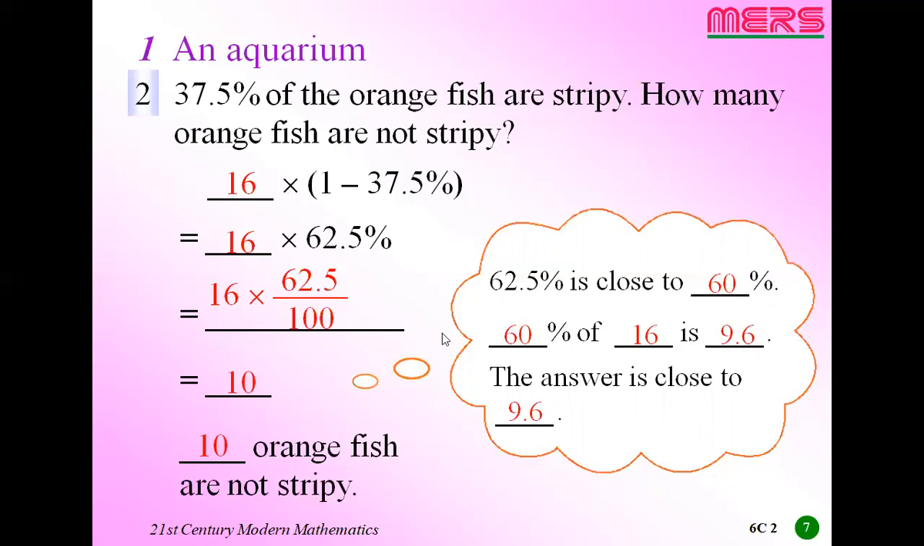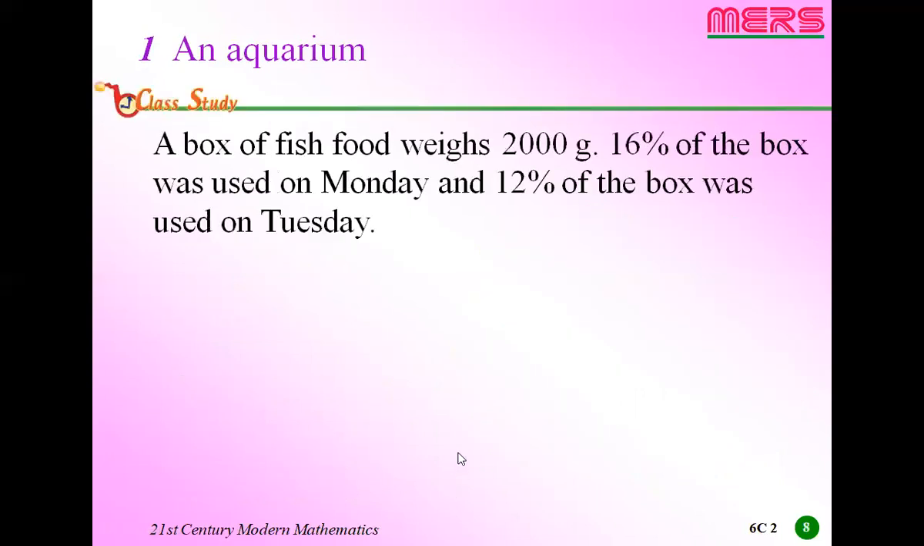All right, by now you should know how to do both methods. Let's try it in class study. Take some time, stop here, try it yourself first before you keep watching the video. A box of fish food weighs 2,000 grams. 16% of the box was used on Monday, and 12% of the box was used on Tuesday. Okay, you can tell that they haven't used all of it because 16% plus 12% is only 28%. So they just used 28% of it, right?